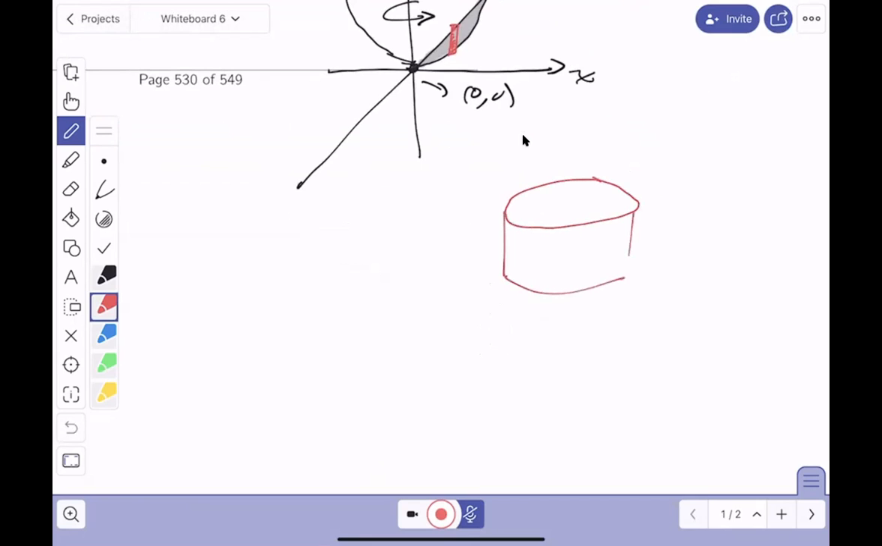I put this over here. And again, I'm not saying these are accurately drawn, but it's good enough for me. Then what do we do? We cut the shell. We cut it and then we fold it flat.